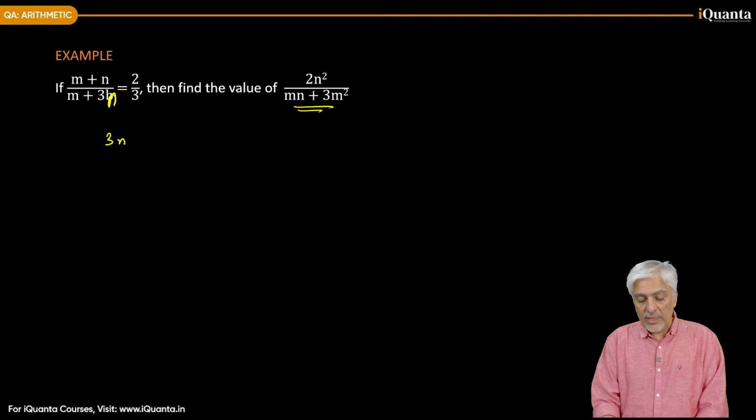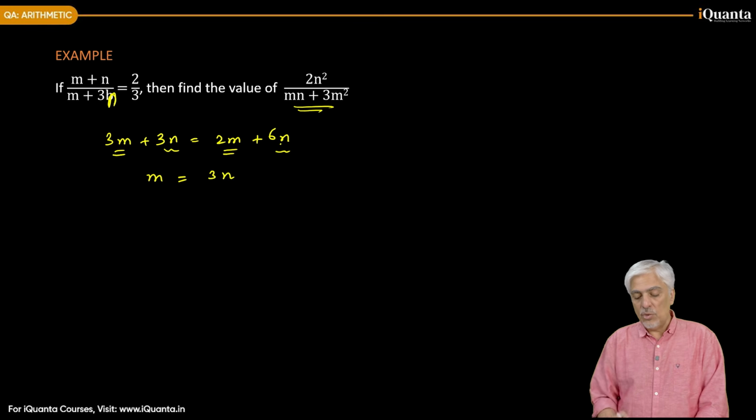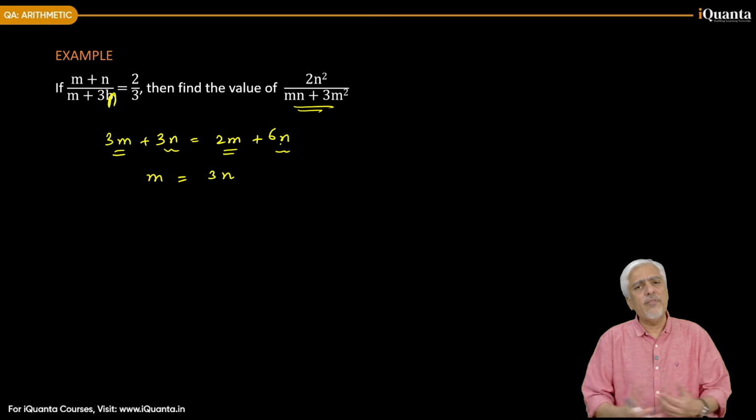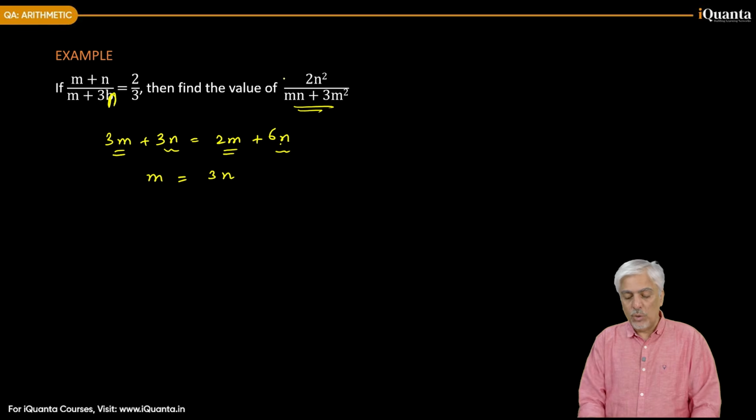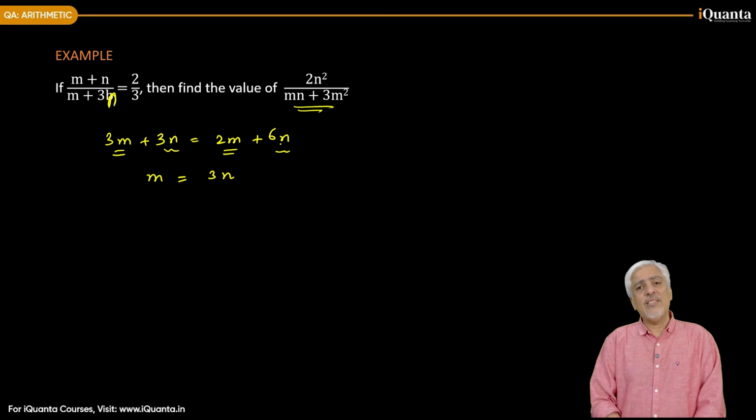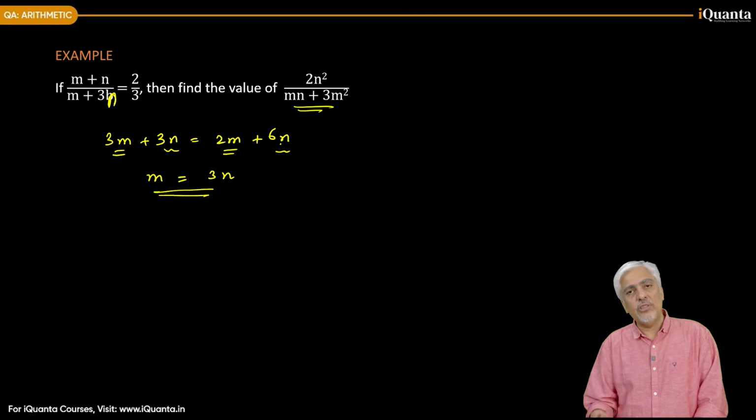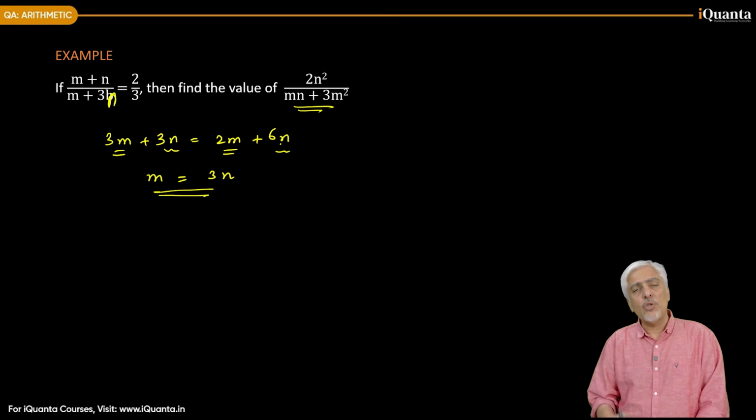So I'll get 3m plus 3n is 2m plus 6n. 3m minus 2m will become m. 6n minus 3n will become 3n. So m is 3n. Now I'm showing you maybe a completely different approach. We want to find this whole thing. Let's just put m is 3n throughout the question. Wherever there is m, you can still write ratios, you can use the k method, no problem. But I'm just showing you a different approach.